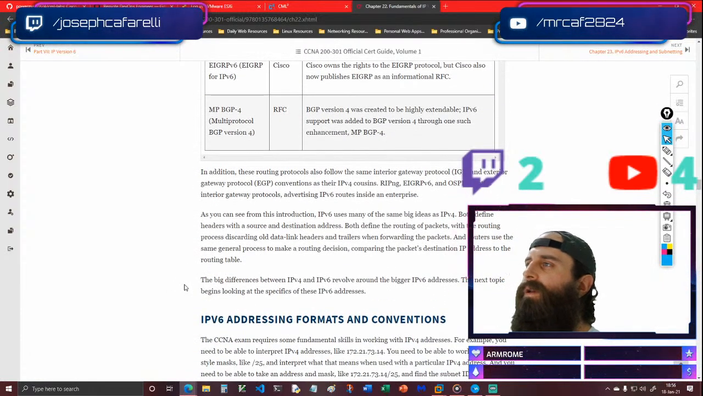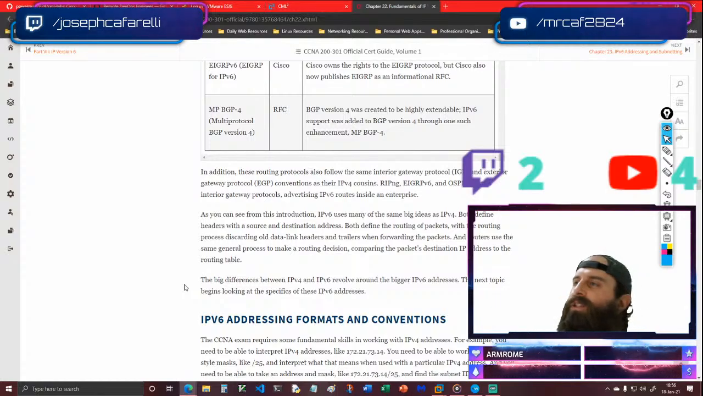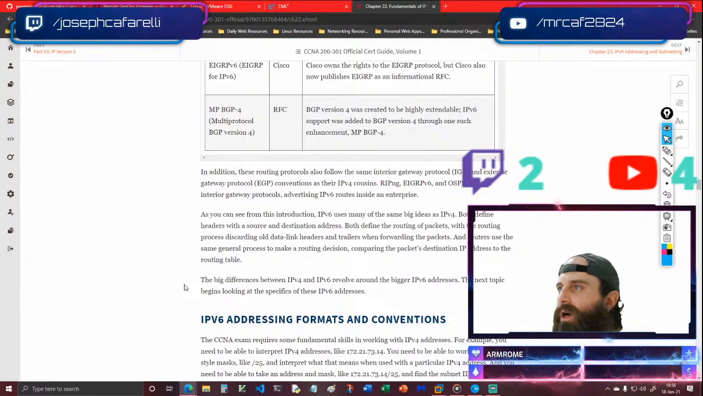In addition, these routing protocols also follow the same interior gateway protocol, IGP, and exterior gateway protocol, EGP, conventions, as their IPv4 cousins. RIP, EIGRP, and OSPF version 3 act as interior gateway protocols, advertising IPv6 routes inside of an enterprise. As you could see from this introduction, IPv6 uses many of the same big ideas as IPv4.